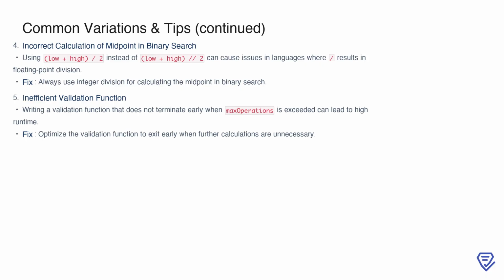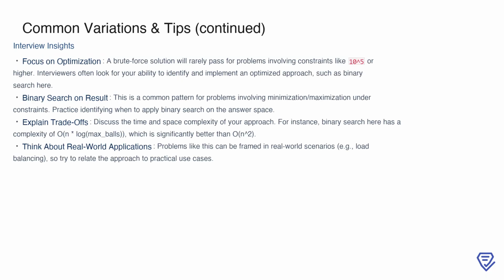Additionally, an inefficient validation function can significantly impact runtime. For example, if your validation function continues processing even after max operations has been exceeded, it will waste valuable computation time. To address this, optimize your validation function to exit early when further calculations are unnecessary, which can greatly improve performance.